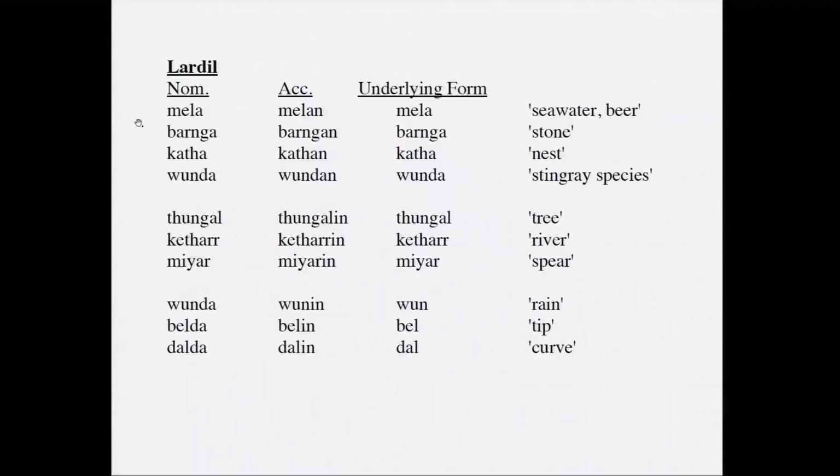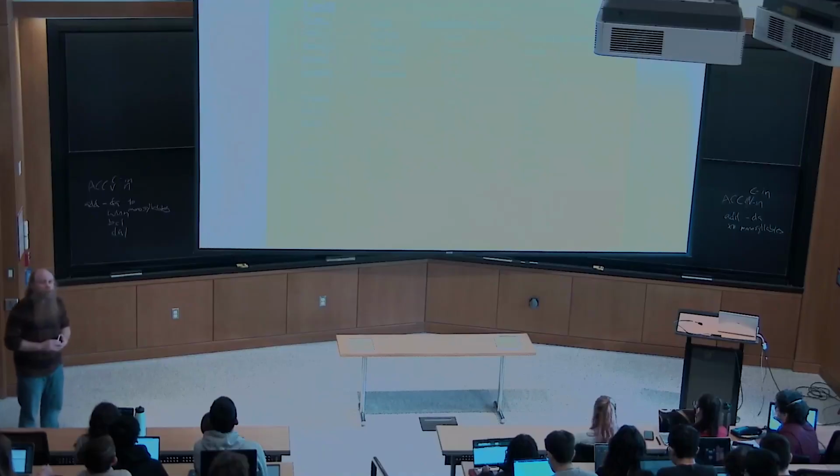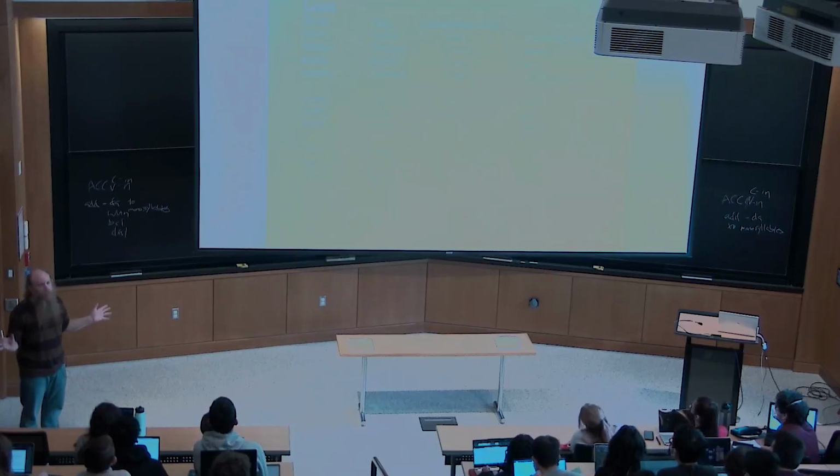So going further into Lerdo then. Here are some more words. The word for fish is yaga, the word for string is birka, and the word for head is lalka. And the accusatives are yagin, birkin, and lalkin. Is everyone appropriately upset by this? What would we have expected the accusative of yaga to be? The word for fish. Yagan, yeah.